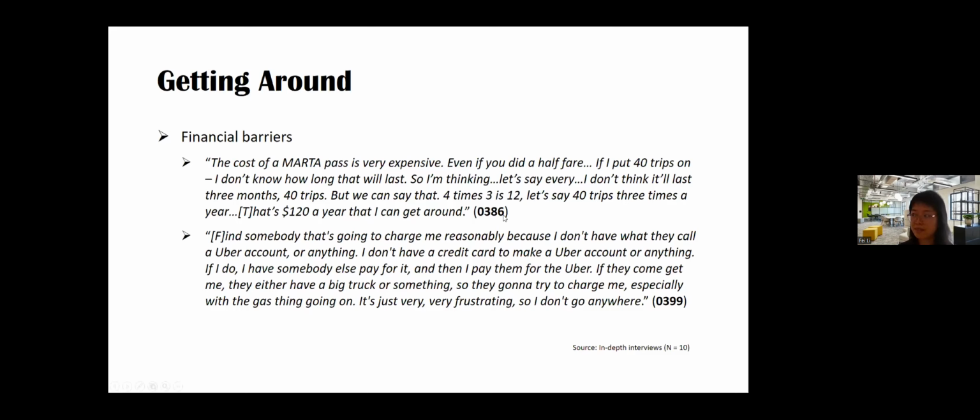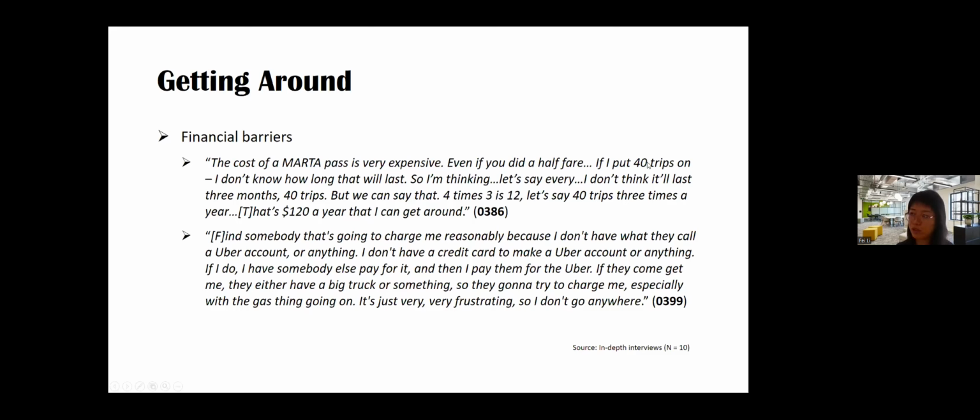Like here, this patient is doing back of the envelope calculation. The cost of a MARTA pass, the public transit pass, is very expensive. So most of the patients qualified for reduced fare, either because they are seniors or because of low income status. If they are on some other welfare programs, they can qualify for a reduced fare. The MARTA pass is basically $1 per ride, but even that can be hard to get for some patients.